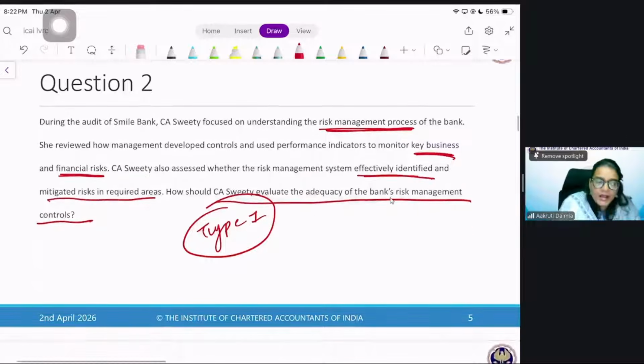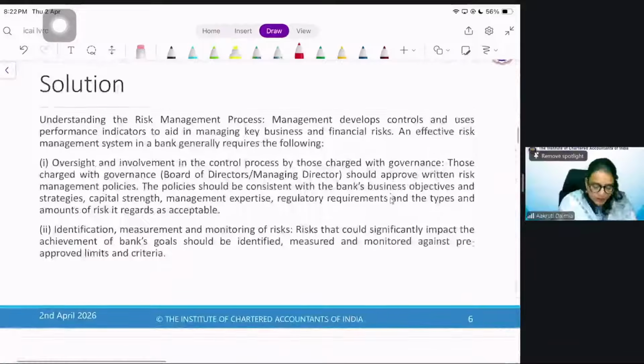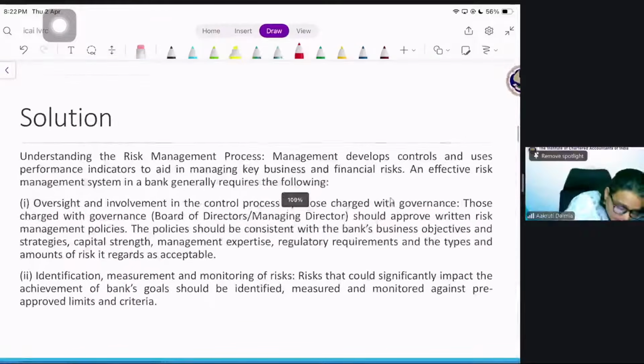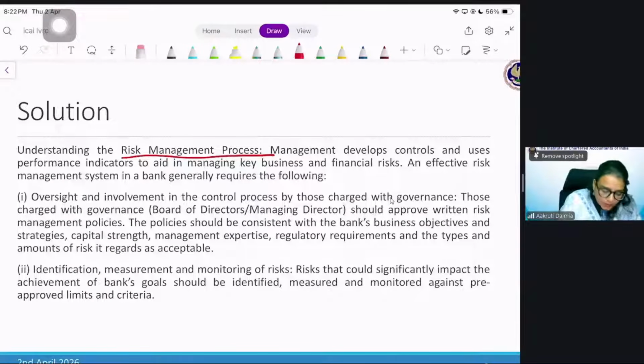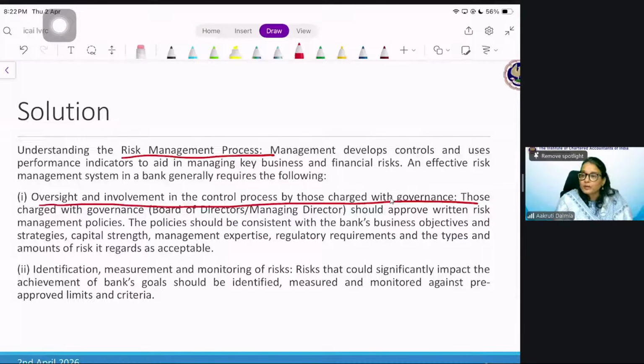So if as an auditor you go for audit and you want to understand bank's risk management controls, these are the points you will understand. How to understand risk management process of the management. First, are the people on the top involved? Are the people from TCWG involved?